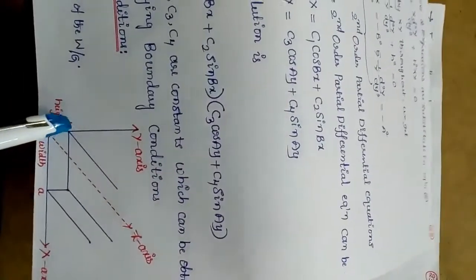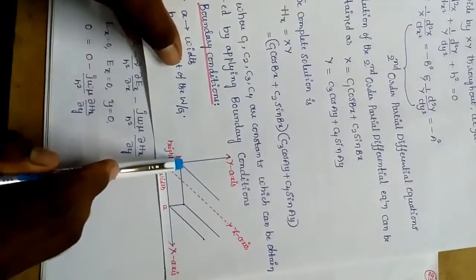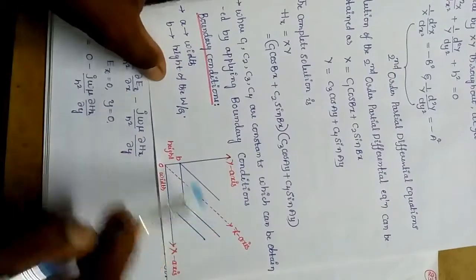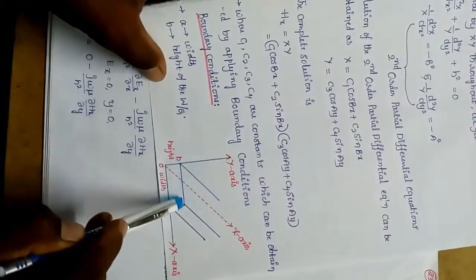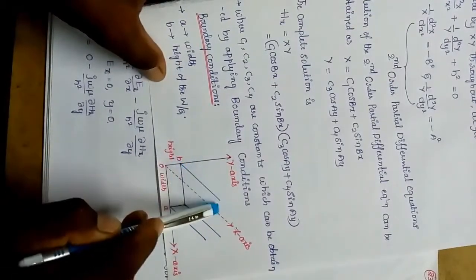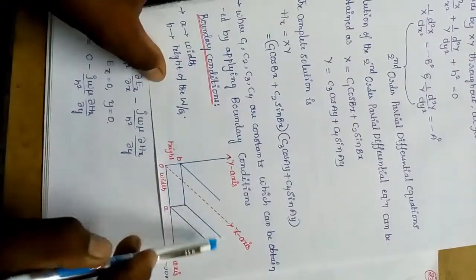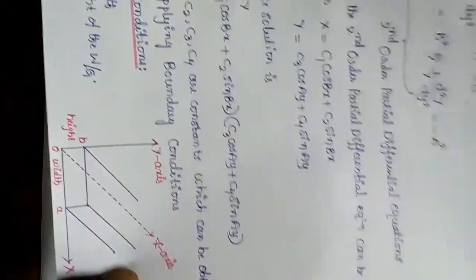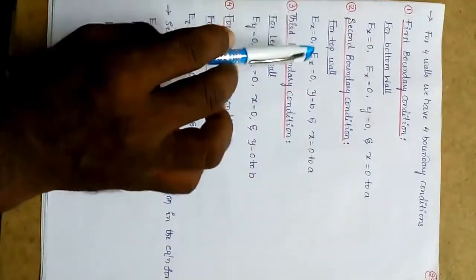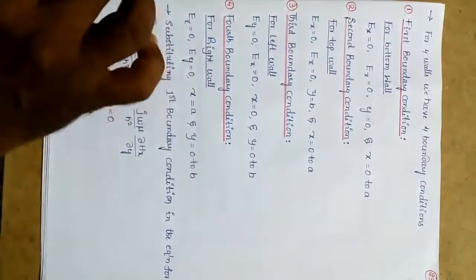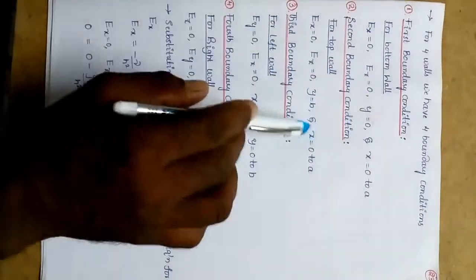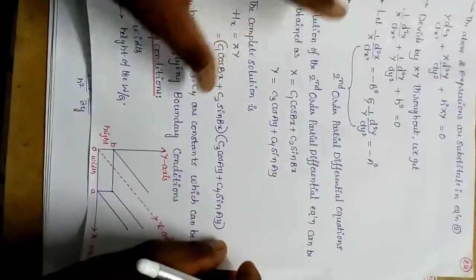Top wall. Okay. And this is the B2, this one, and this lines. These 4 lines are considered as the top wall of that particular rectangular waveguide. Just observe from this top wall, what we are assuming: Ex is equal to 0, Ez is equal to 0, y is equal to b, and x equal to 0 to a. So how to get those values?